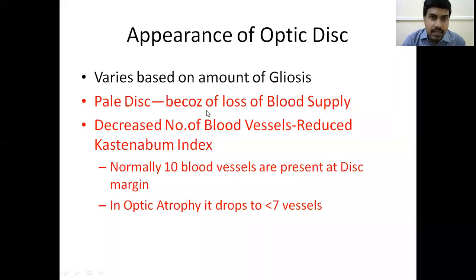So the appearance of the optic disc, because of loss of blood supply, is pale in color. If there is excessive gliosis, it will be grayish in color. And the number of blood vessels on the surface is reduced. That is known as Kestenbaum's index, which is normally 10. And in optic atrophy, it drops to less than 7 vessels. So less than 7 is abnormal, 7 to 10 is the normal value.